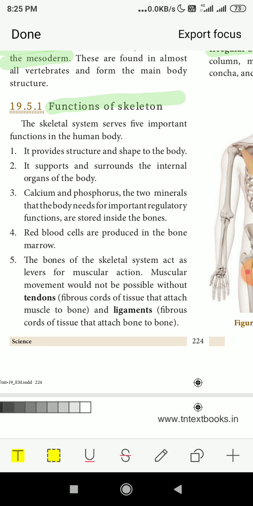The bones of the skeletal system act as levers for muscular action. Muscular movement would not be possible without the tendons. Tendons are fibrous tissue, which helps in the movement of the bones. And ligaments are the fibrous cords, connective tissues that attach bone to bone.